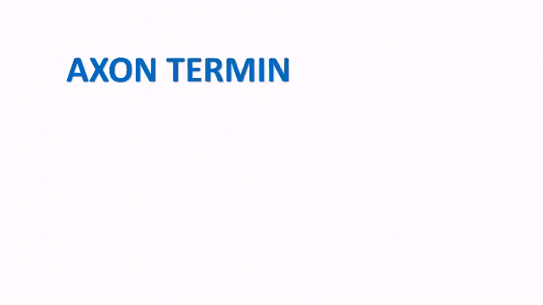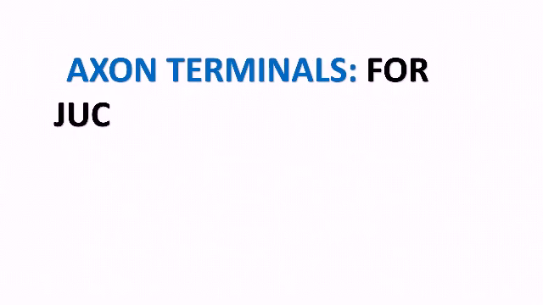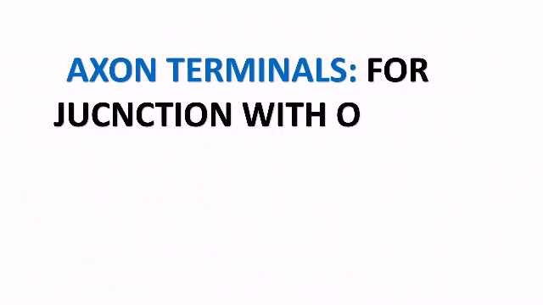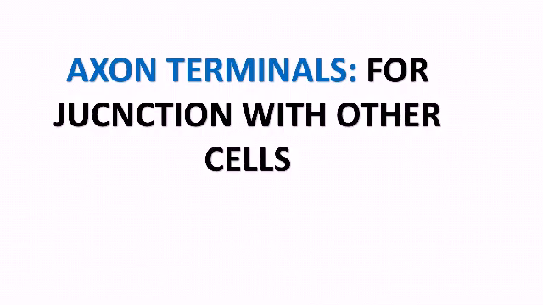So when the impulse has crossed all the way of the neuron, it reaches the axon terminus. And this is the one that forms the junction with other cells. And then it sends the signals from one neuron to other neurons or other cells.